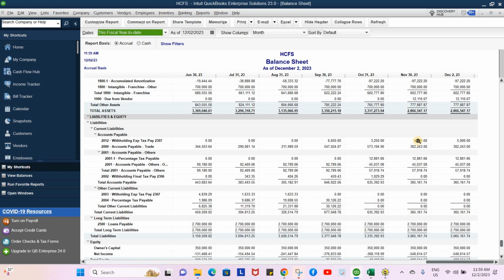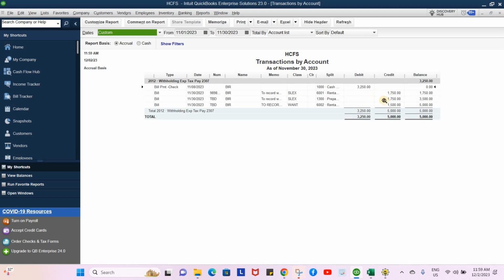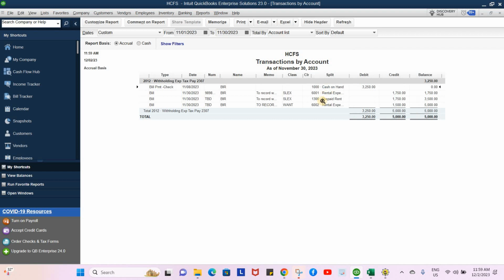So, itong due na ito, meron pa kasi isang lessor. I have to pay this on or before December 10. So, kung ibuksan mo yan, ano ba yung composition niya? Yung dalawa, na isa dinebit ko for rental, isa prepaid, and then ito yung na-record natin, yung 1,500.